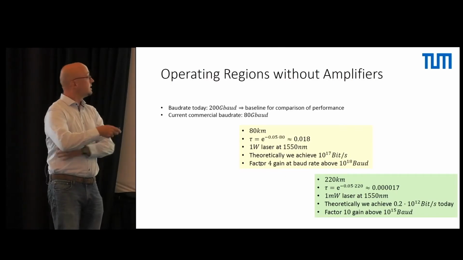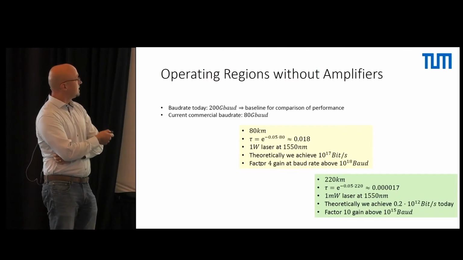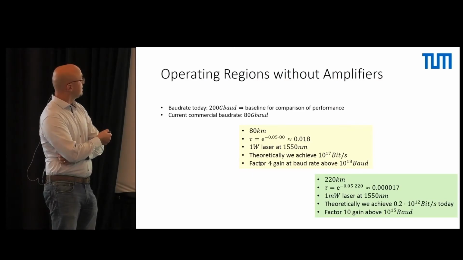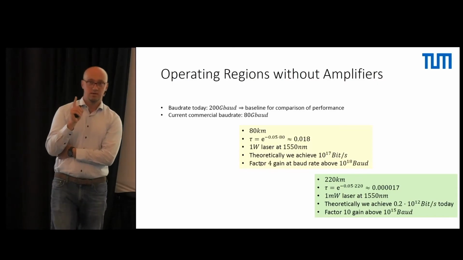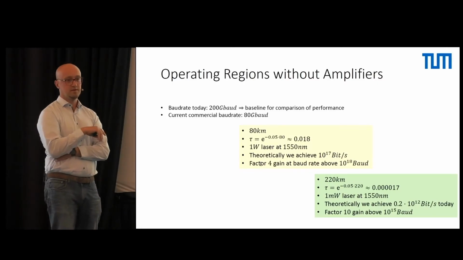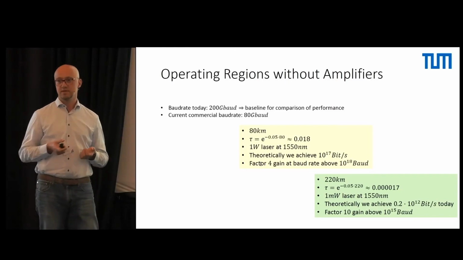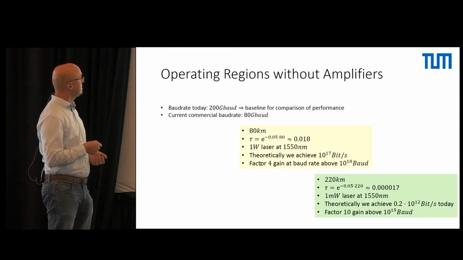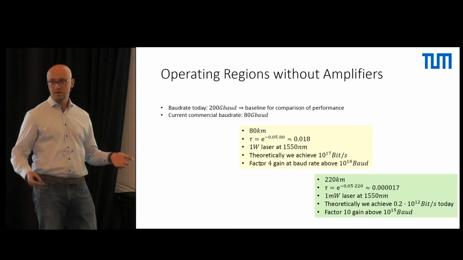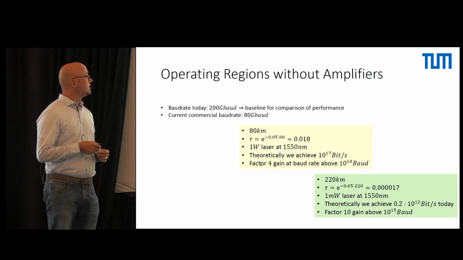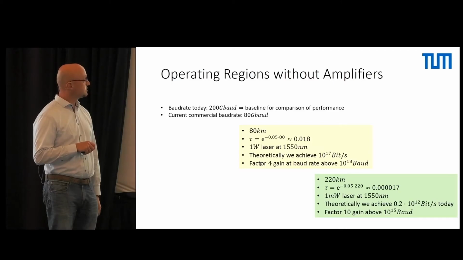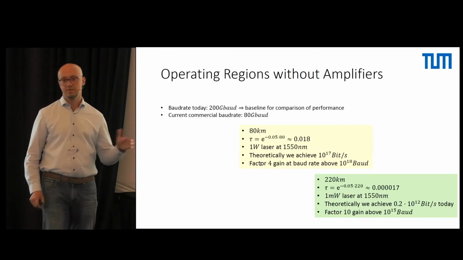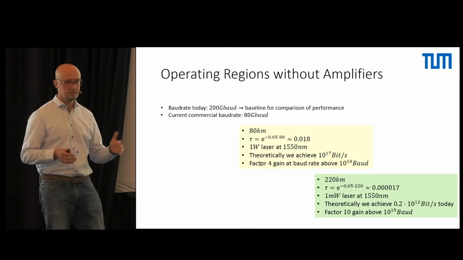Okay, now for the last minutes, we can study some numbers again. The baud rates today are something like 200 gigabaud in research. So these are record-breaking systems. They call them hero experiments. Whereas the commercial systems that we all use every day are at 80. And if we think of the current system design, the established standard is to have one amplifier every 80 kilometers. Maybe sometimes it's 60, sometimes it's 100, but the rule of thumb is 80.